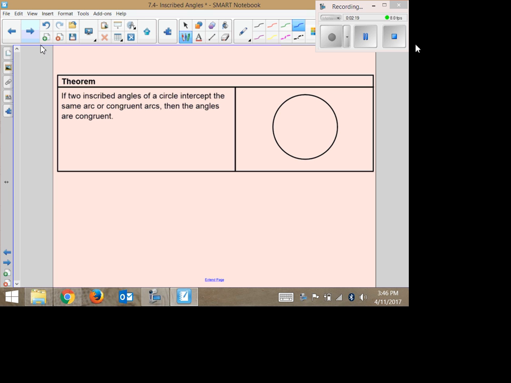All right, so another theorem here. If 2 inscribed angles of a circle intercept the same arc or congruent arcs, then the angles are congruent. So that's saying that if we have an inscribed angle there, and we also have an inscribed angle here, both of those inscribed angles share this intercepted arc here. And so this inscribed angle is congruent to this inscribed angle.